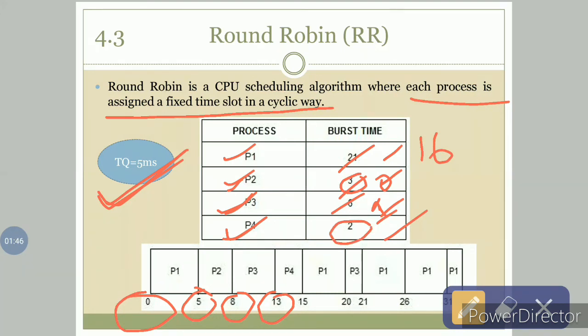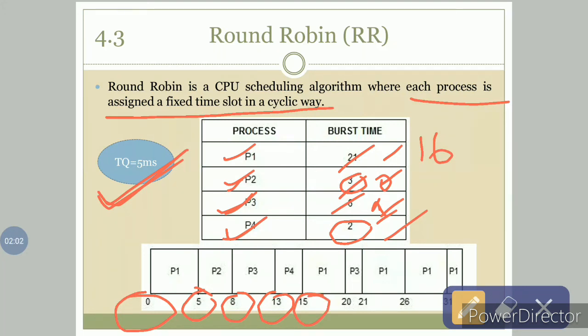Next P4 comes in, and it requires only 2 units of time, again the same thing as we have seen in the case of P2. So 2 is less than 5, so it can use its whole execution time. After execution of P4, it becomes 13 plus 2 units of time, which is 15.